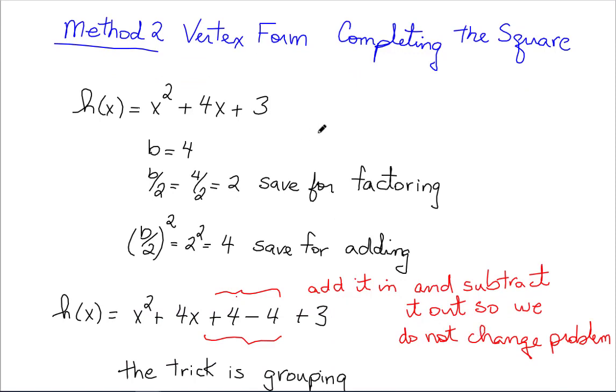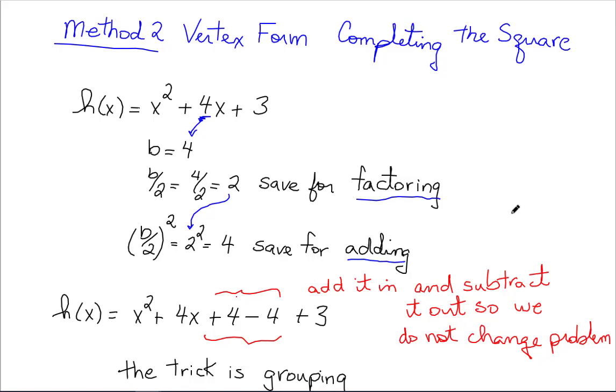So let's go through this slowly. Here we have h of x. Remember, on completing the square, we needed b. Here's b. So b is 4. We took b, divided it by 2. 4 over 2 is 2. And I need to save that number for factoring. We then took that number and we squared it. 2 squared is 4. And I'm saving that for adding.